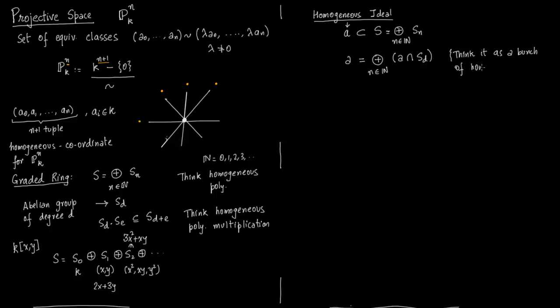So think of it as a bunch of homogeneous polynomials, not necessarily of the same degree. For example, you could have x squared plus xy, y cubed. So there are three homogeneous polynomials, and all three have the same degree.